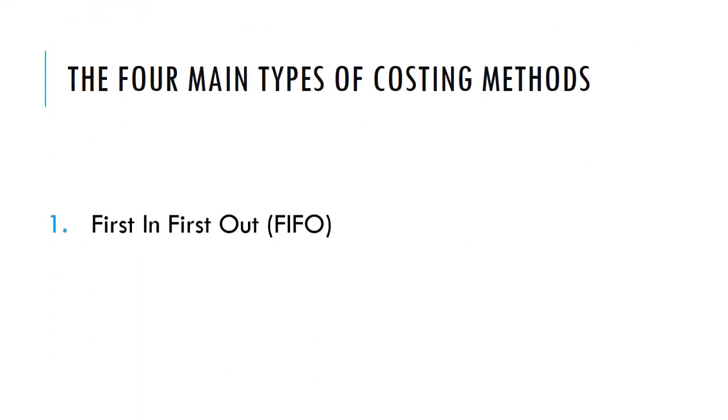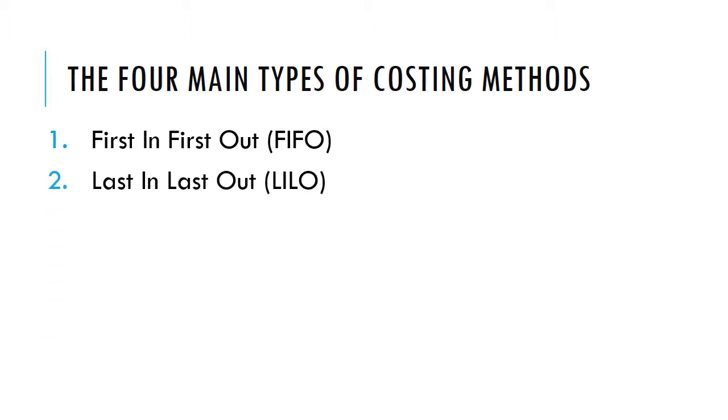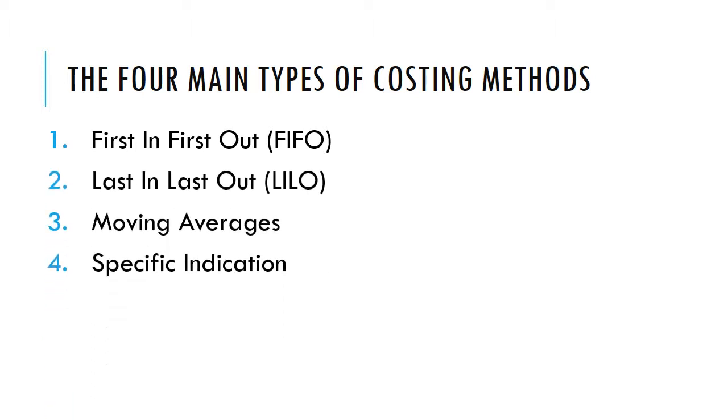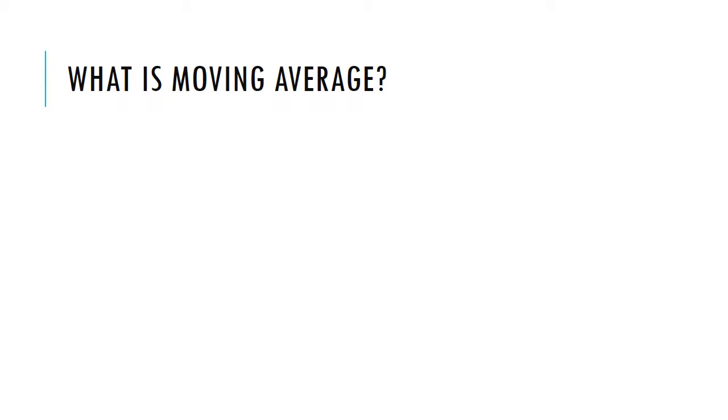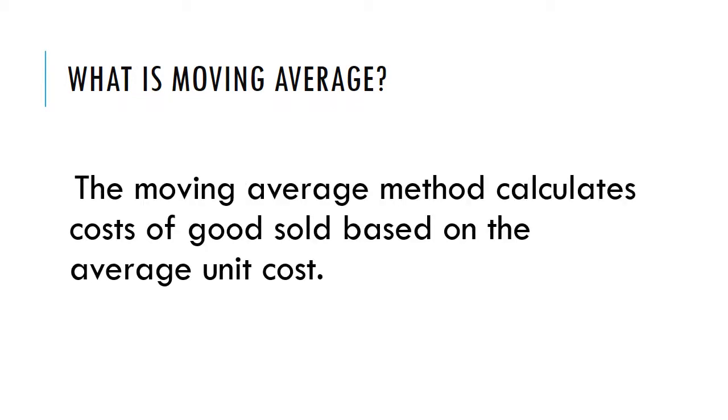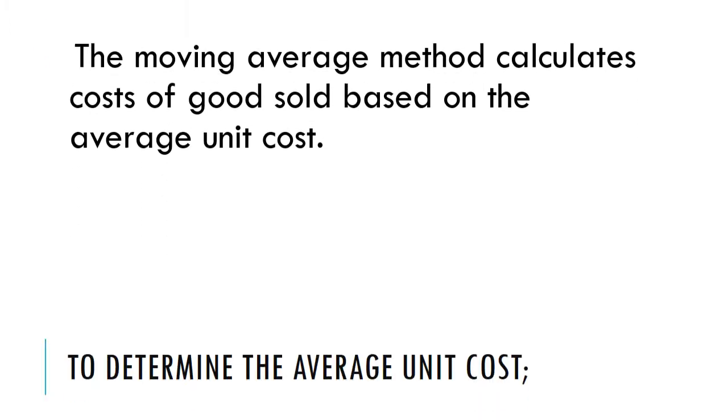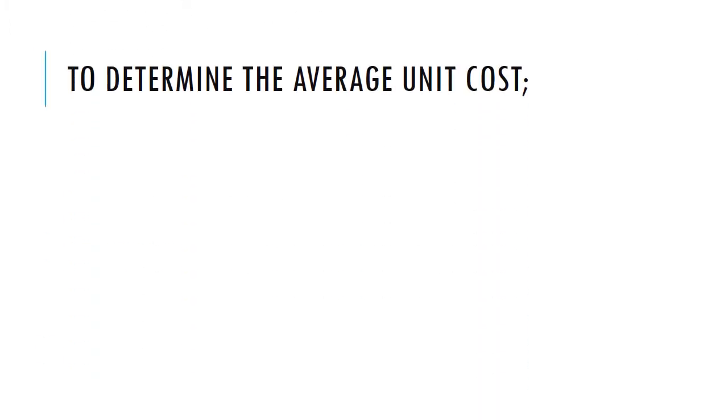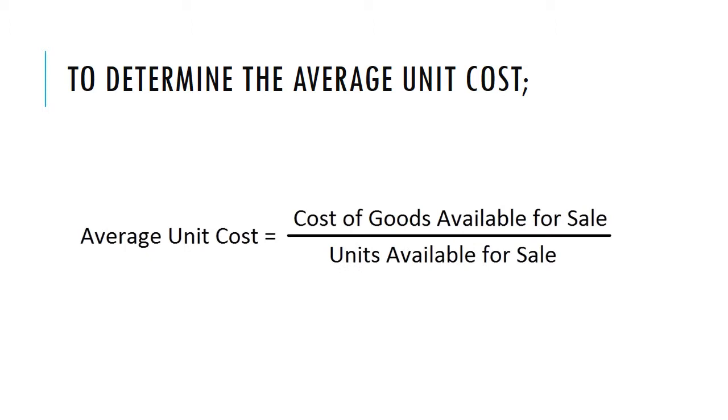Costing methods: first in, first out, last in, first out, moving averages, and specific identification. We'll be focusing on moving averages, to calculate the cost of goods sold based on the average unit cost. To determine the average unit cost, you divide the goods available for sale by the units available for sale.